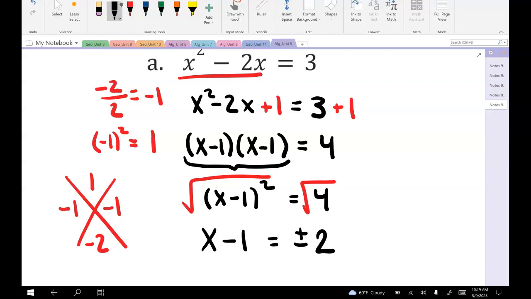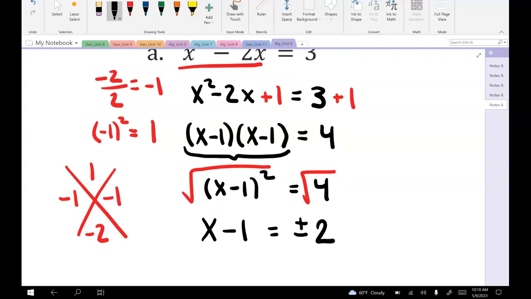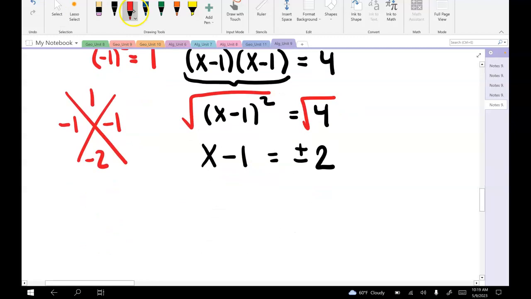And we're trying to solve for x, so x isn't by itself yet. We need to get x all the way by itself. So we can do that by moving this 1 over, by adding 1 to both sides. So we have x is equal to 1 plus or minus 2.